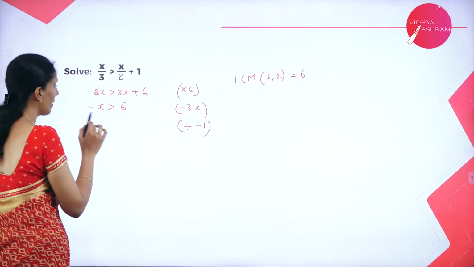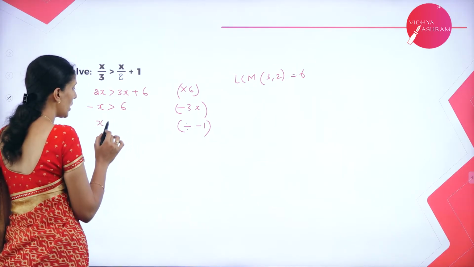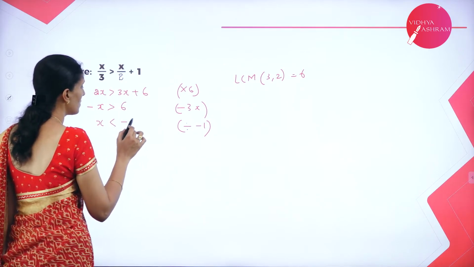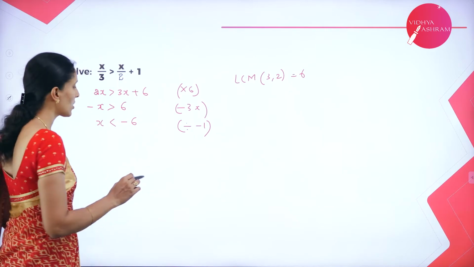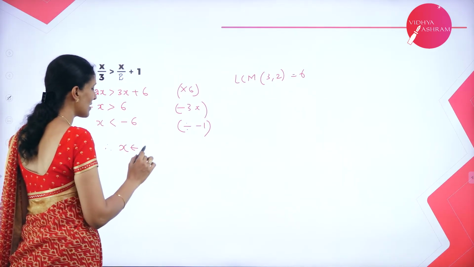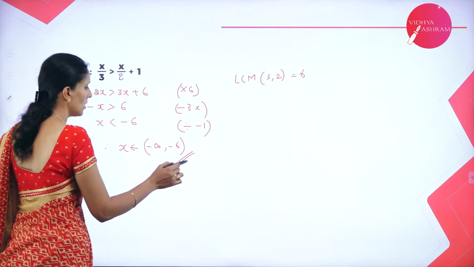So therefore, if I divide by minus 1, this is x, and here I am changing the inequality because I am dividing by minus 1. So here it becomes minus 6. So the solution becomes x less than minus 6. If they ask you to write the solution set, then x belongs to all the numbers less than minus 6, which means minus infinity comma minus 6 is the solution.